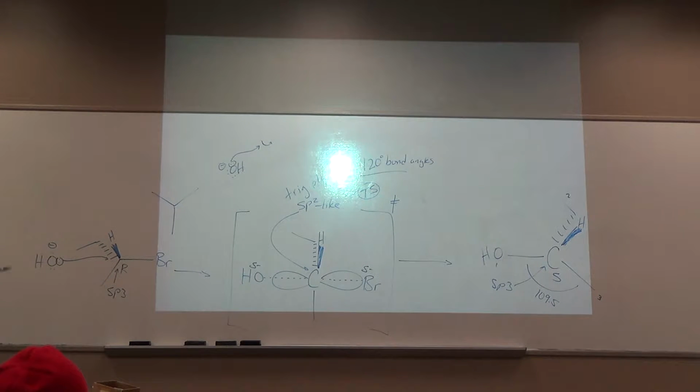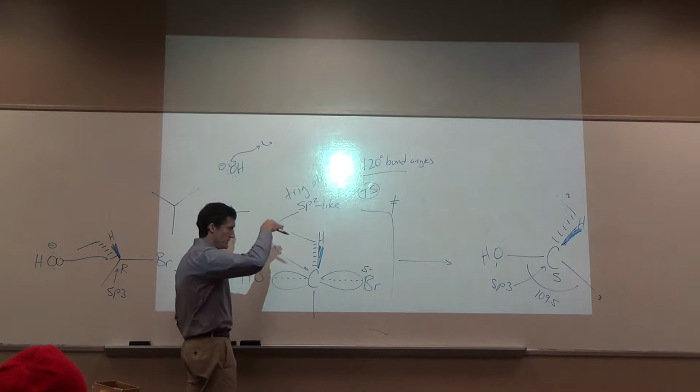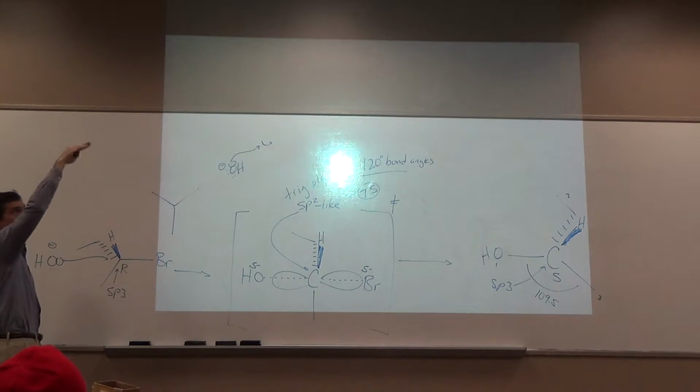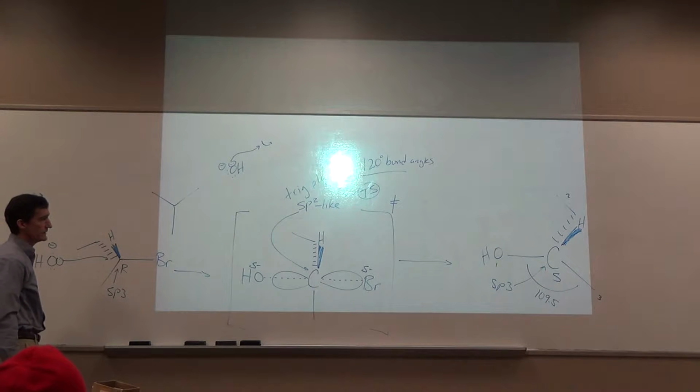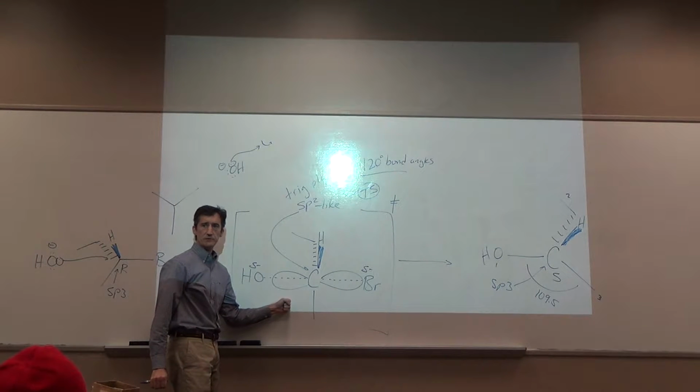This is the backside attack SN2 transition state. It's a transition state. It's not a discrete energy well on your diagram. This is the high energy point of your curve. For this reaction to happen, you have to have enough energy to achieve the transition state.